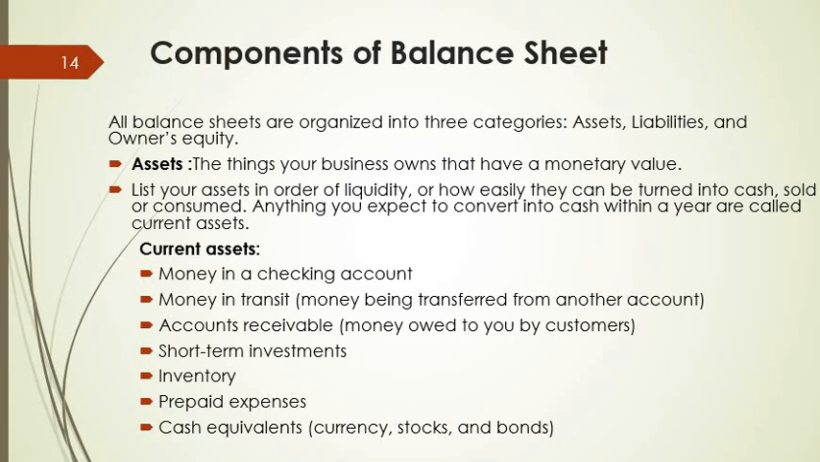Assets are those things your business owns and that have a monetary value. We categorize them into current and long-term assets based on liquidity, how easily these assets can be turned into cash. Anything you expect to convert into cash within 1 year, you may call a current asset. Current assets include money in your checking account, money in transit, accounts receivable, short-term investments, inventory, prepaid expenses, and cash equivalents.